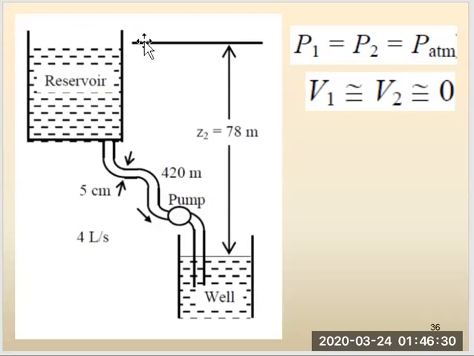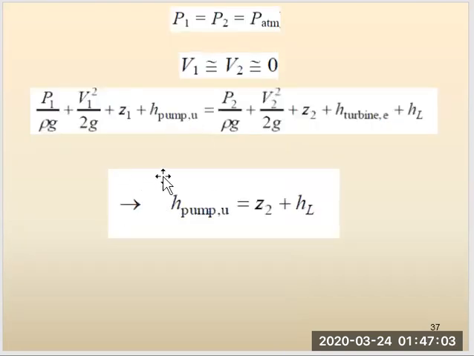So these free surface levels at the well and at the reservoir do not change significantly. So the velocities at points 1 and 2 are also equal to 0. We take the free surface of the well as the reference level. So Z1 is equal to 0. Then we write the energy equation for a control volume between these two points, which simplifies to this equation. So this is the energy equation.